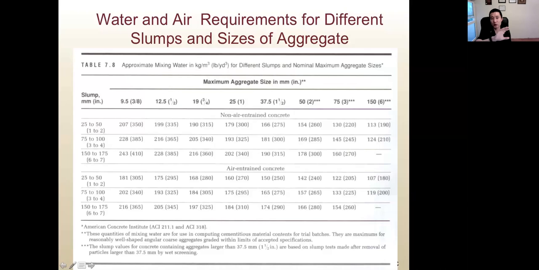There are two categories: non-air entrained concrete, which is the first three rows, and air entrained concrete, which is the next three rows. In the question, if it's not specified that the concrete is air entrained, we assume this is non-air entrained concrete. For example, if the slump is 3 inch, and the size of coarse aggregate is 3/4 inch, the water content will be 340 pounds per cubic yard of concrete.